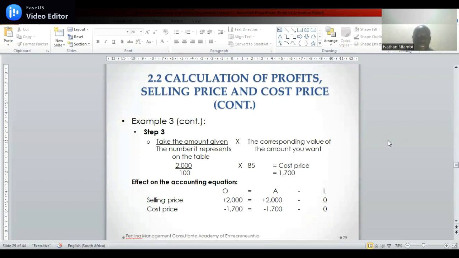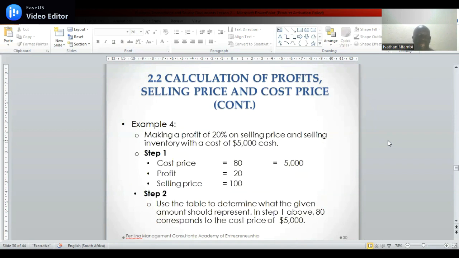The effect will be selling price equals plus 2,000 equals plus 2,000 minus 0. And then on the side of cost, it's going to be minus 1,700 equals minus 1,700 minus 0. So the selling price increases equity, the cost price reduces equity. And then example 4, making a profit of 20% on selling price and selling inventory with a cost of $5,000 cash.